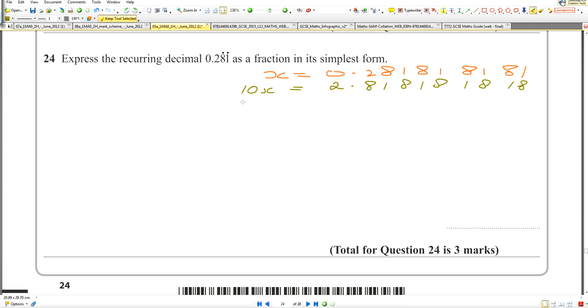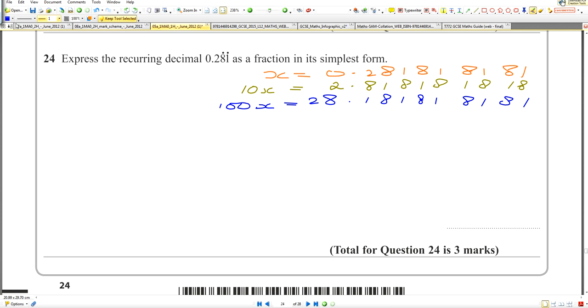2.8181818, for example. Now what would happen if we were now to multiply x by 100? The first number would become what? 28 point 181818181. Now, at the moment, are these numbers lining up? They're not going to. Can we eliminate the decimal part at the moment? The answer is no, they're not lining up.